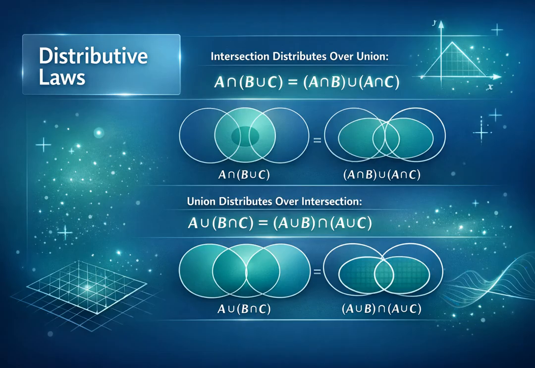The distributive laws connect union and intersection operations. The first states that A intersection with B union C equals A intersection B union A intersection C. The second states that A union with B intersection C equals A union B intersection A union C. These laws are essential for simplifying complex set expressions.